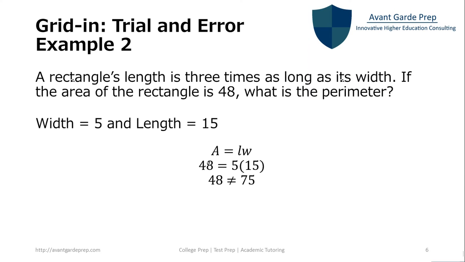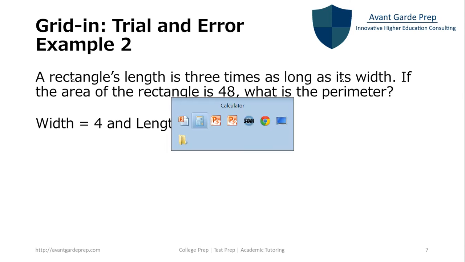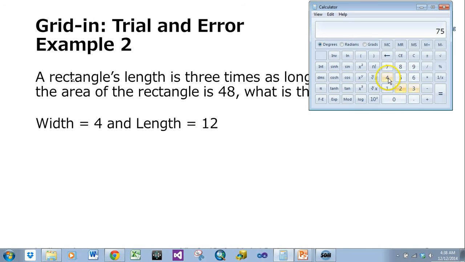So we know that we need to reduce our width and length so that we can reduce the area, and then we can solve for the perimeter. So let's go ahead and reduce it by 1, and we'll go with a width of 4. With a width of 4, that should give us a length of 12, because 4 times 3 does indeed equal 12.